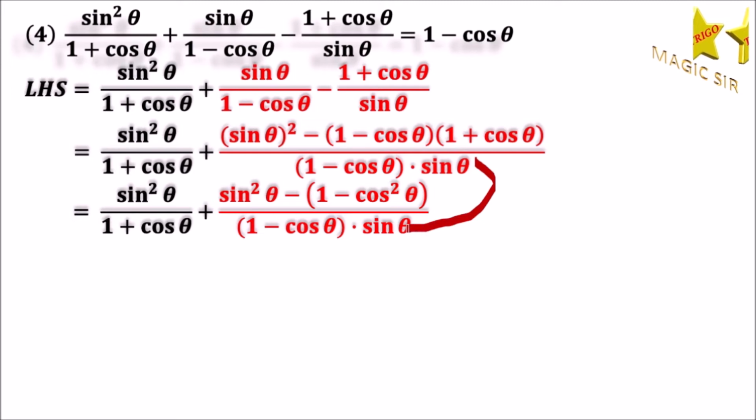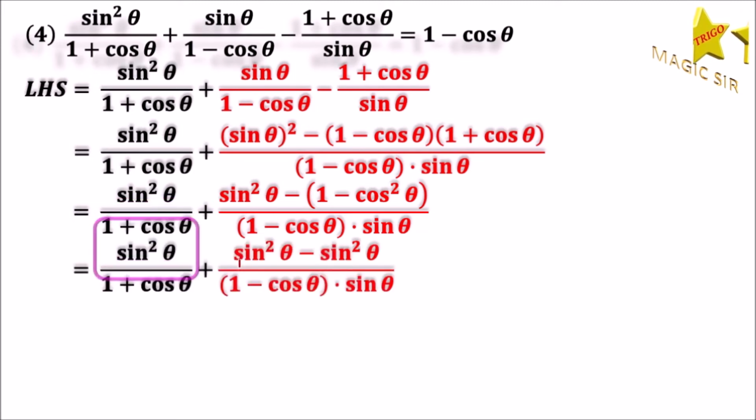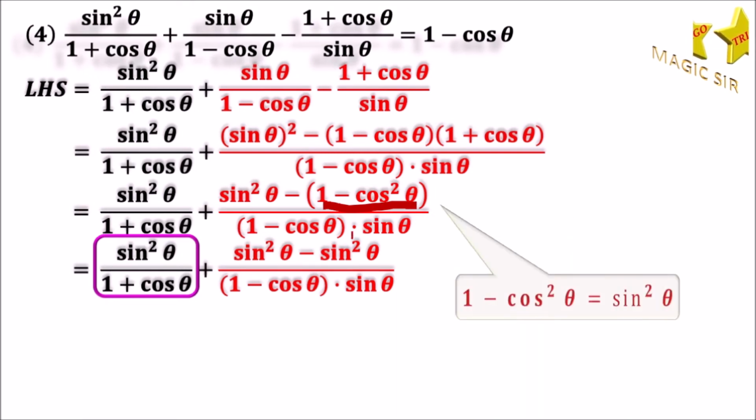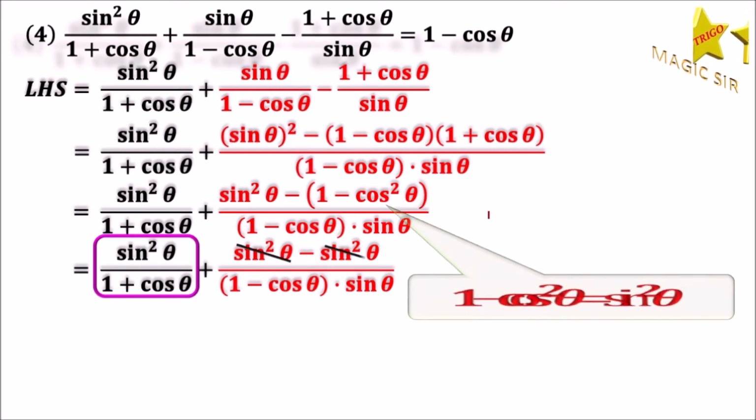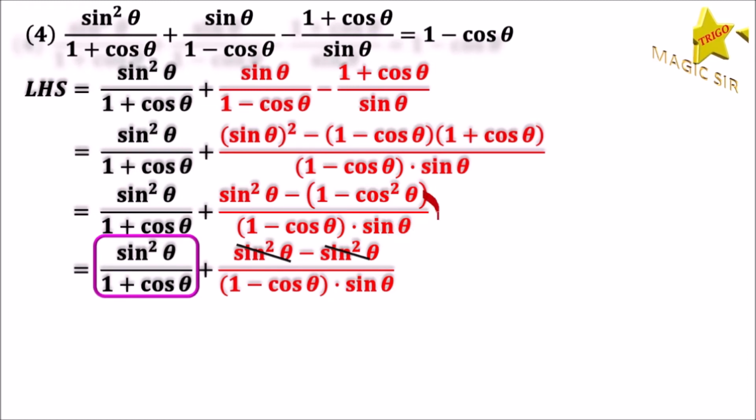Again, the denominator remains as it is. Therefore, LHS equal to sin square theta upon 1 plus cos theta. And in the second fraction, recall the Pythagorean identity 1 minus cos square theta is equal to sin square theta. Now we can observe that positive sin square theta cancels with negative sin square theta.